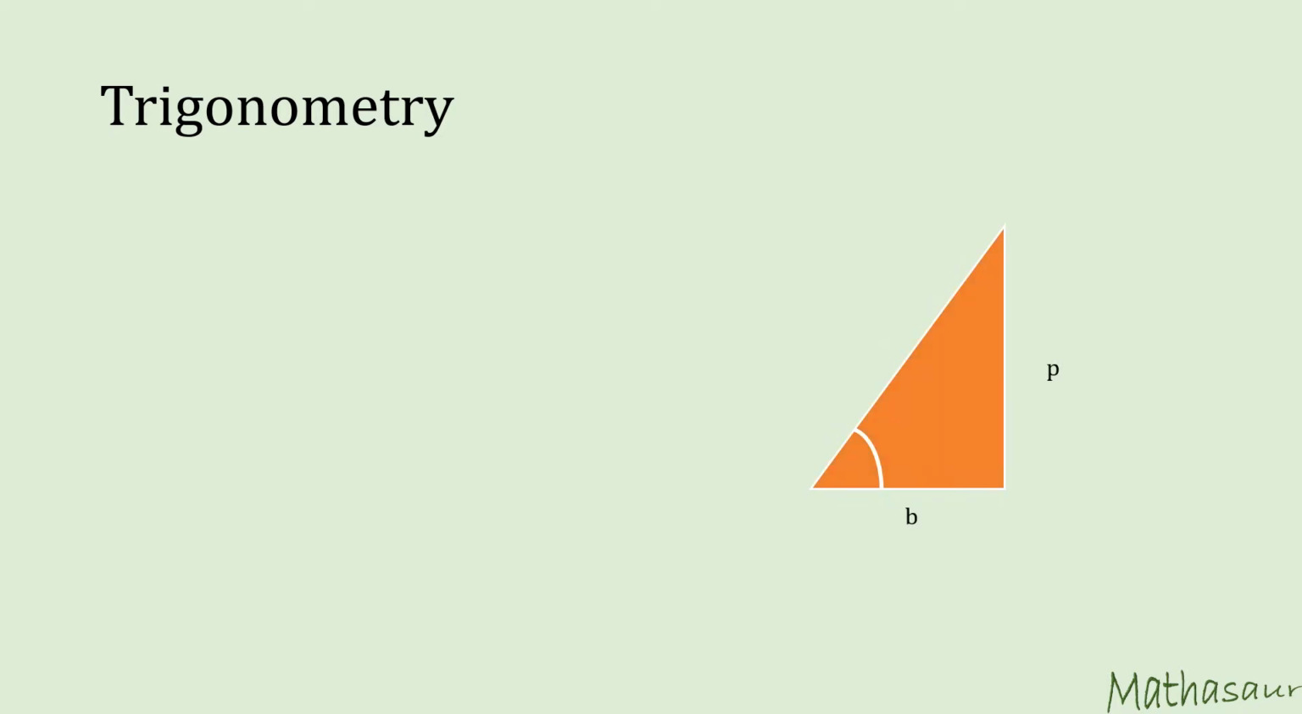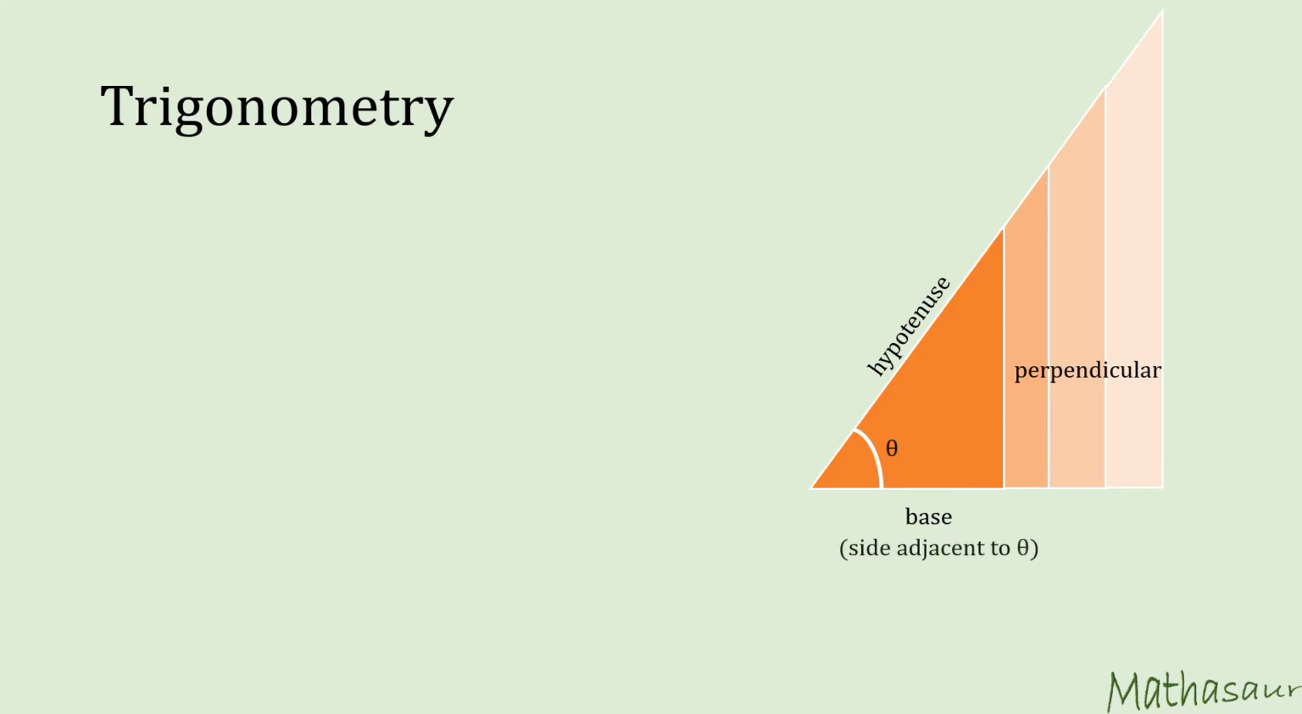Now let us look at one of these triangles. So we call the shorter sides as small b and small p. And we can draw as many similar triangles as we like. Now let us call the horizontal angle theta. Now small b stands for base, small p stands for perpendicular and small h stands for hypotenuse of this right triangle. The base is the side adjacent to angle theta. The perpendicular is the side opposite to angle theta.